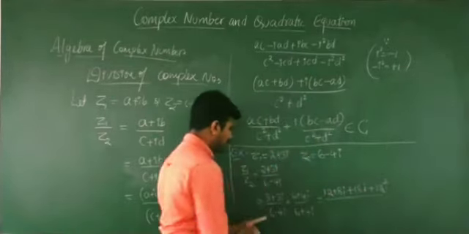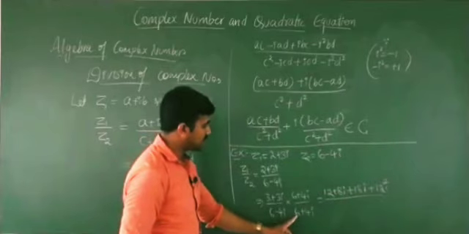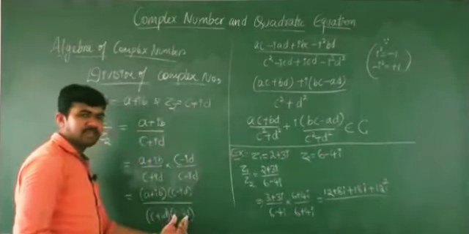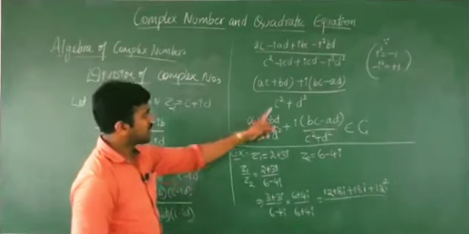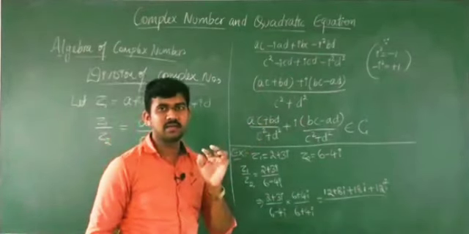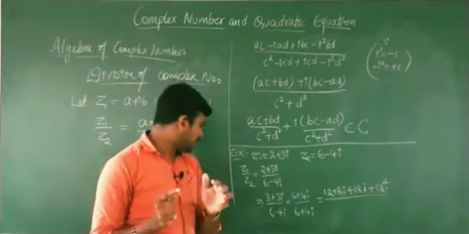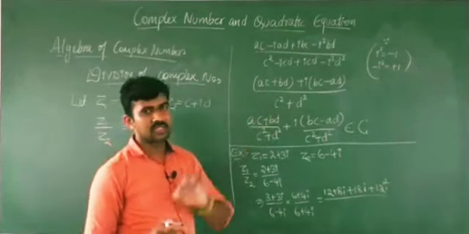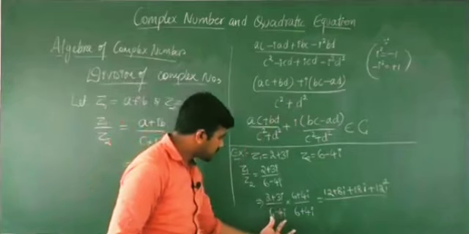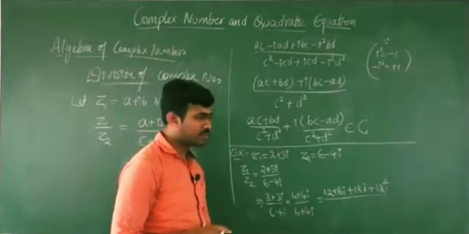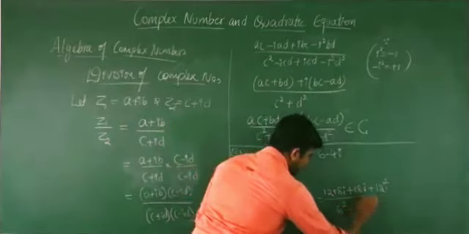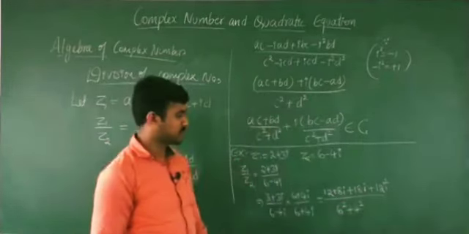Denominator: 6 minus 4i into 6 plus 4i. Just see here, when you had c plus id into c minus id, you got at the end c square plus d square. Okay, c plus id into c minus id is nothing but c square plus d square. In the same way, 6 minus 4i into 6 plus 4i is nothing but 6 square plus 4 square.